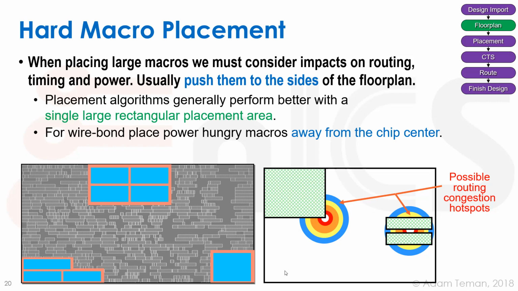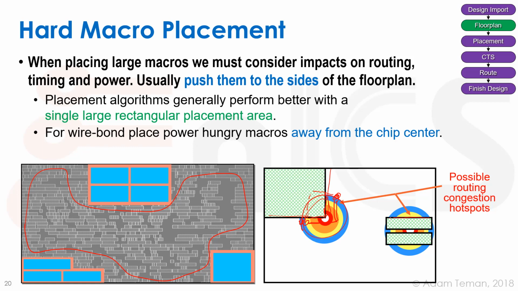Well, placement algorithms like a big, large area that they can play with, as square as possible and without any corners. For example, if we take this area here, we have this macro, and it is pushed to the side, but still there's this corner. And if we have a standard cell over here and another over here, and they have to connect to each other, they can connect like this, but it'll be hard for them to connect like this because they'll have to route over the macro over here. So this is a type of an area where we could have a congestion hotspot.